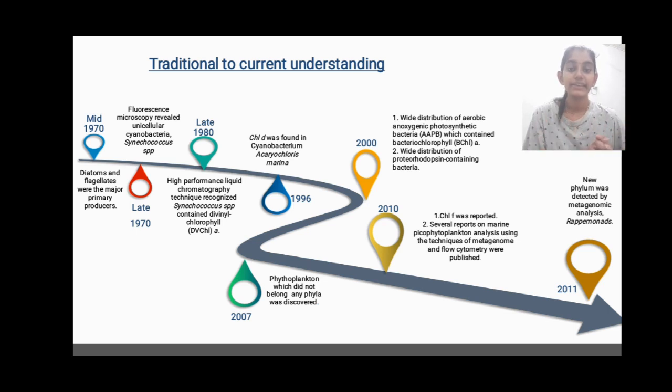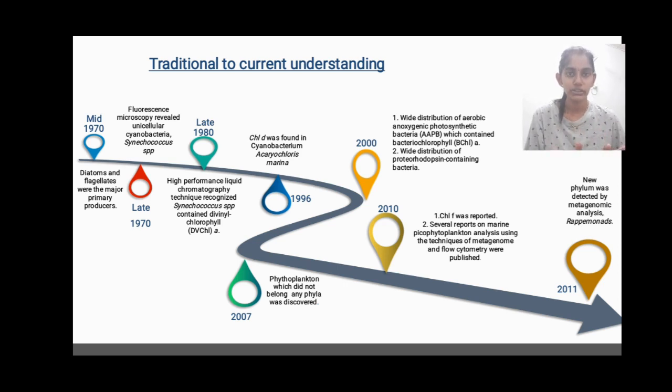And then at late 1970, the scientists revealed cyanobacteria Synechococcus under the microscope. At late 1980, the scientists recognized that the Synechococcus contained chlorophyll a under the high-performance liquid chromatography technique. At 1996, chlorophyll d was found in Acaryochloris marina. At 2000, the scientists revealed two significant findings.